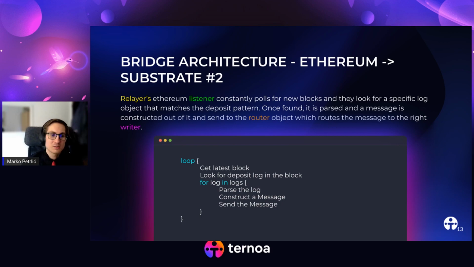Now, if you want to see this in a pseudo code language, this is how it looks like. It's basically a loop. We always get the latest block. We look for the deposit log in that block, and for all the logs that are of type deposit, we parse the log, we construct a message, and then we send the message.